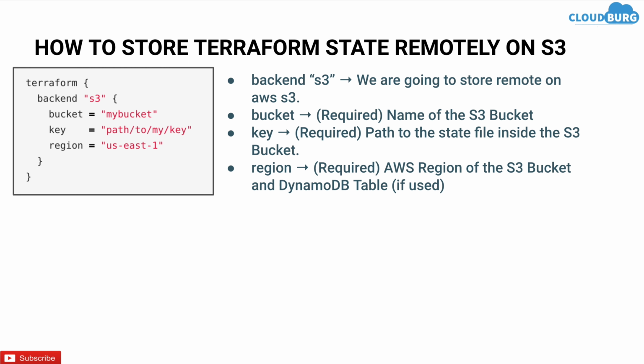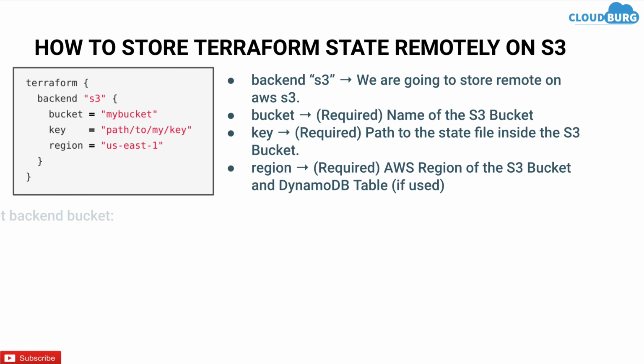So here we have to give backend S3. We are going to store remotely on AWS S3. Then bucket, this is the name of the S3 bucket. So first of all, create one bucket and then use it in the Terraform configuration. Next is key. Key is just the path of the state file inside the S3 bucket, which is terraform.tfstate. Next is region, the AWS region of the S3 bucket and Dynamo table if used.